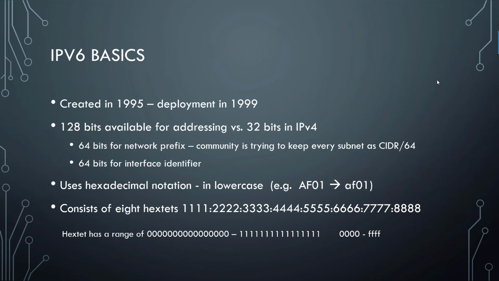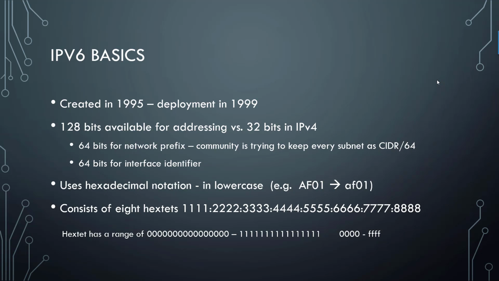So that would be the equivalent of your first name. The first 64 bits is the network prefix, kind of a geographical location of what your ISP gives you. And then the next 64 bits is your individual device. Now, IPv6 is different than IPv4 because it also uses hexadecimal notation, and it consists of 8 hextets. So in this example, I show you the 8 hextets, which is 1111, 2222, 3333, 4444.